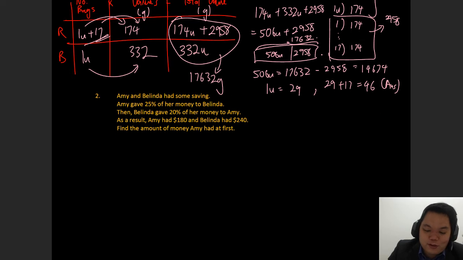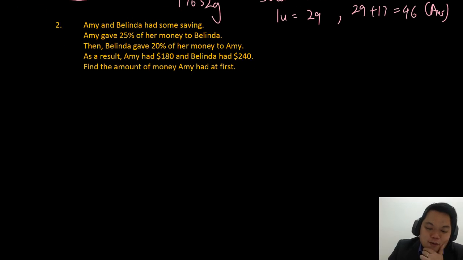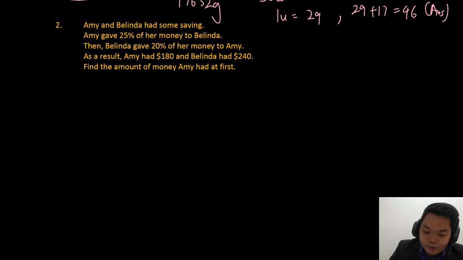Okay, let's go on to number 2. Number 2 is where it gets a bit difficult. Now, Amy and Belinda had some savings. Amy gave 25% of her money to Belinda. And then Belinda gave 20% of her money to Amy. As a result, Amy had $180 and Belinda had $240. So find out the amount of money that Amy had first.